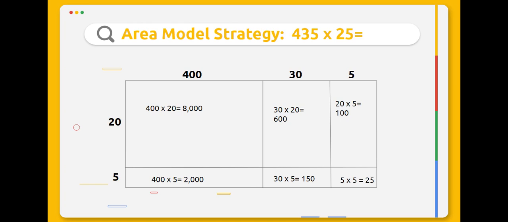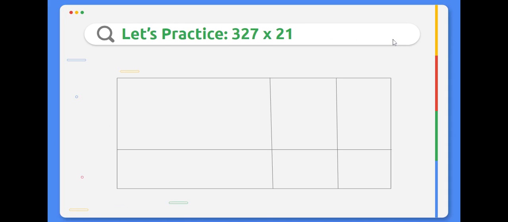Now, how do I get my answer? Well, in order to find that out, I have to take all the answers I got in these 6 boxes and I have to add them together. So 800 plus 600 plus 100 plus 2000 plus 150 plus 25. And that gets us a grand total of 10,875, which is our answer. Okay, so let's go in here and let's practice together.